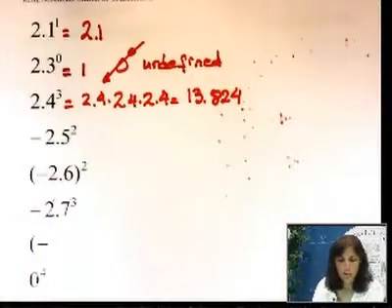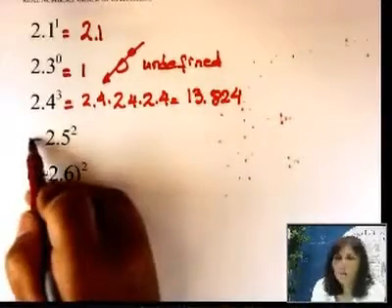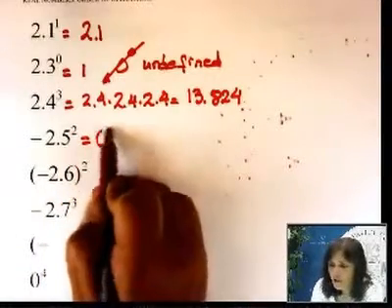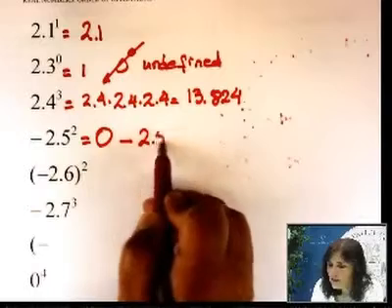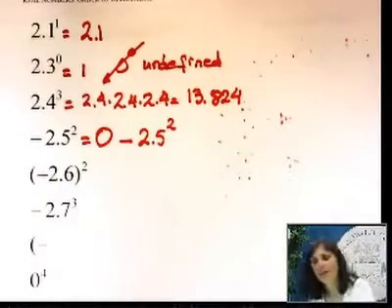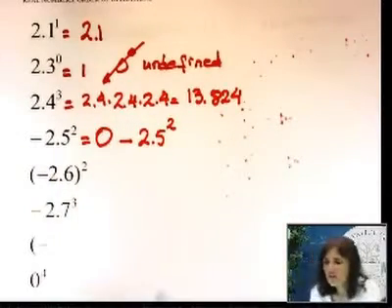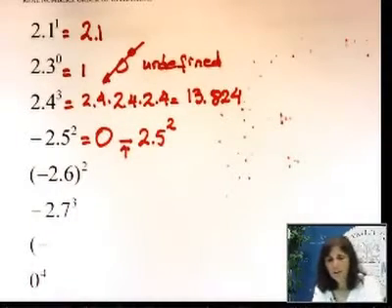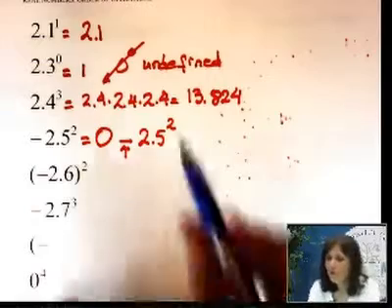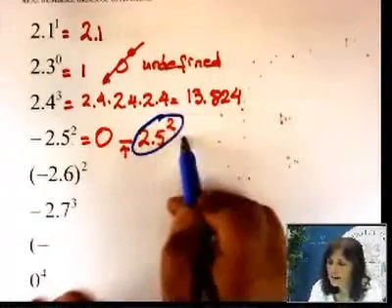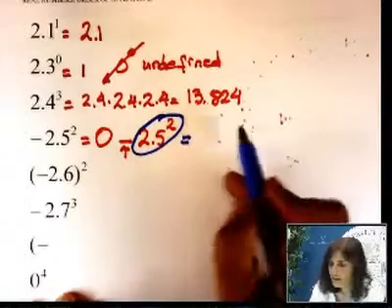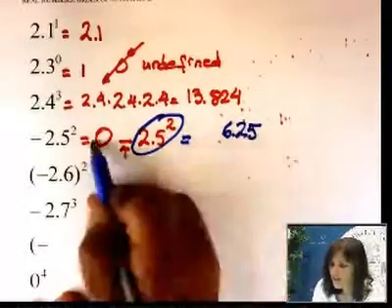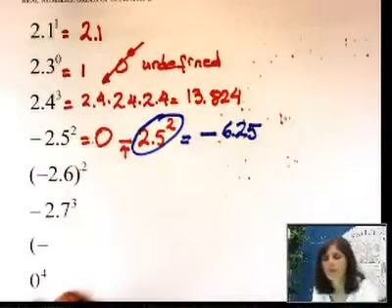Now, this one is important. When you see something negative and there's an exponent, think about it as like 0 minus 2.5 squared. Think of it that way. Put a 0 in front of it. That doesn't change anything. This is a subtraction. This is an exponent. Guess what? You are going to do the exponent first before you subtract. 2.5 squared is 6.25. And you're subtracting this from 0, so you're going to have a negative.